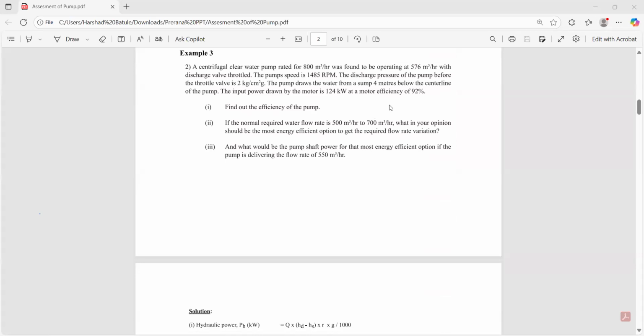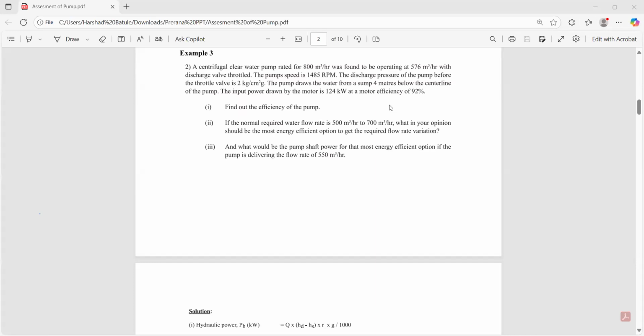Okay. The centrifugal clear water pump rated for 800 m3 per hour was found to be operating at 576 m3 per hour with discharge valve throttled. The pump speed is 1485 rpm. The discharge pressure of the pump before the throttle valve is 2 kg per cm square gauge. The pump draws the water from 4 meter below the center line of the pump. The input power drawn by the motor is 124 kilowatt at a motor efficiency of 92%.